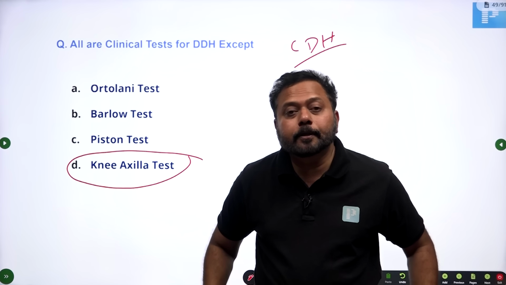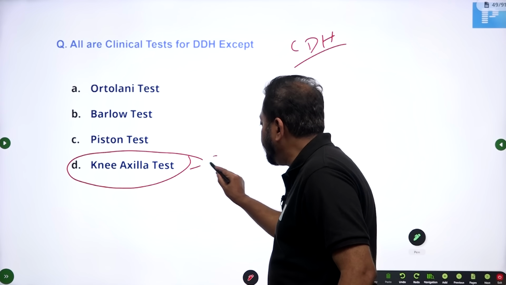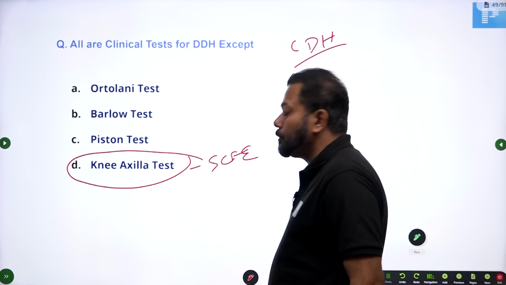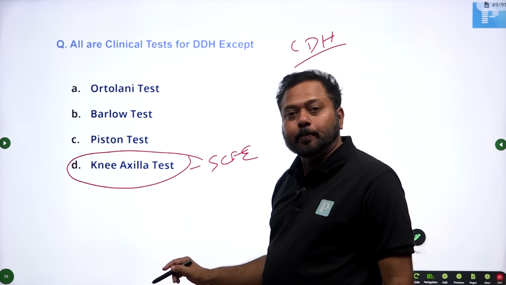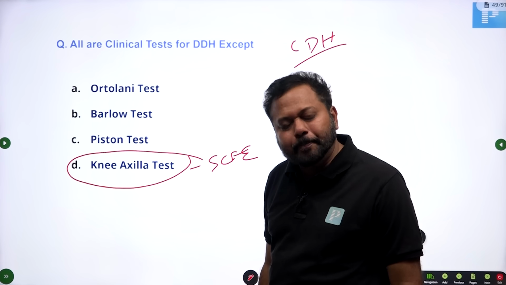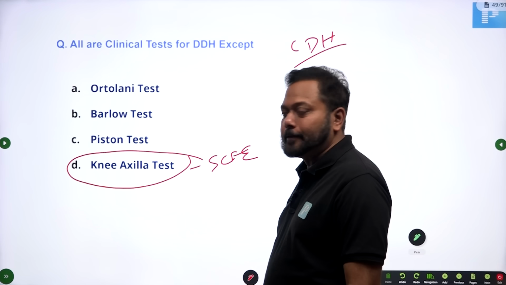The diagnosis is slipped capital femoral epiphysis. So, slipped capital femoral epiphysis. When the knee axilla sign is positive, the diagnosis is slipped capital femoral epiphysis.